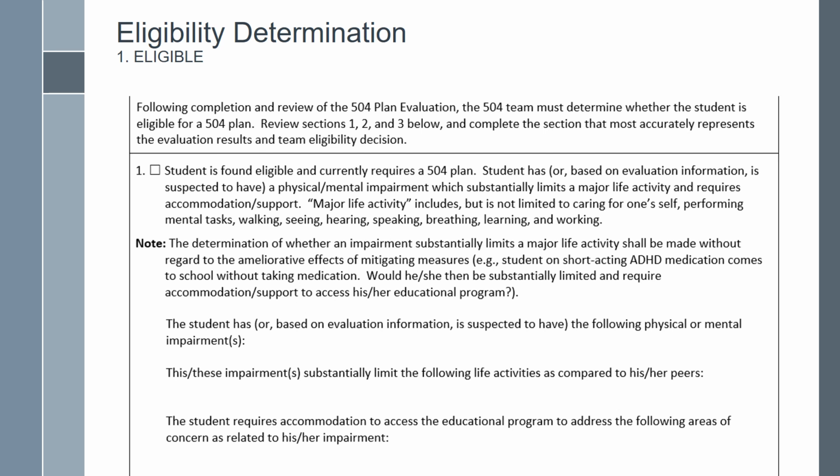The last portion of Section 1 of the form requires the team to record which areas are in need of accommodation. This is not where the team lists the accommodation, but rather lists the areas in need of accommodation. For example, a student with ADHD may require accommodation in the area of behavior. A student with diabetes may require an accommodation to meet medical needs during instructional time.